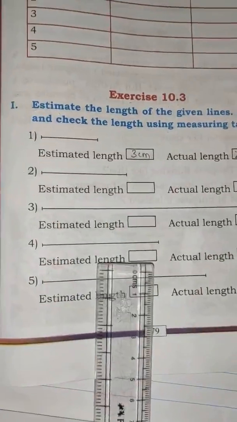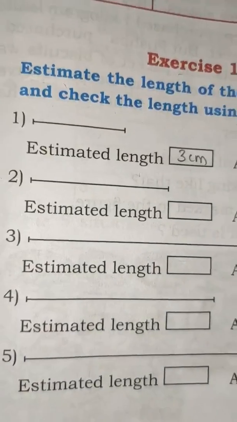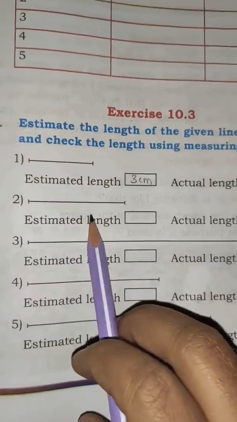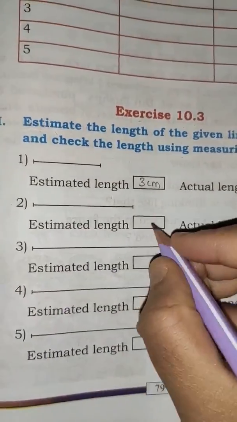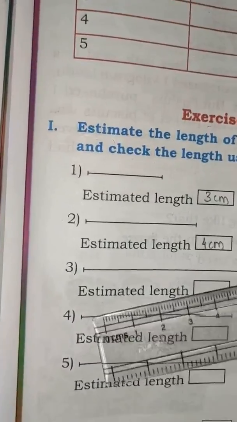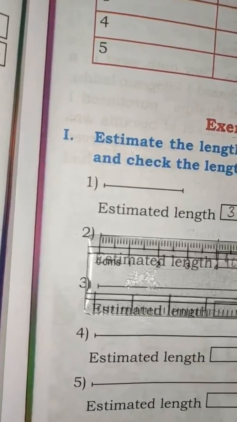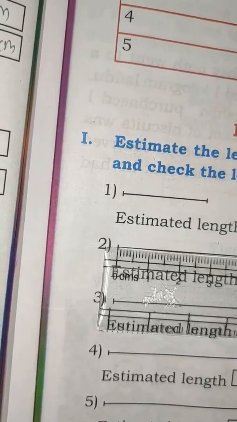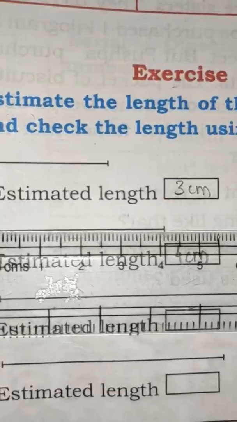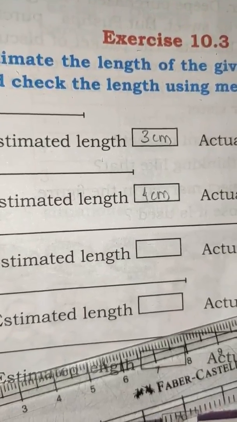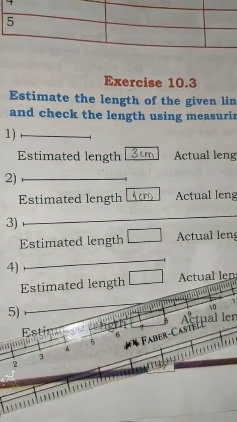Next is estimated length. What will be the length of this line? Yes, it's looking like a 4 centimeter. Okay, 4 centimeter. Now, let us check it. So, see here, I will keep the scale like this and see, children, where is the end point of this line? You only tell me now. Here it is 4.1. Yes, it is 4.1 centimeter. This is the exact length or the actual length.